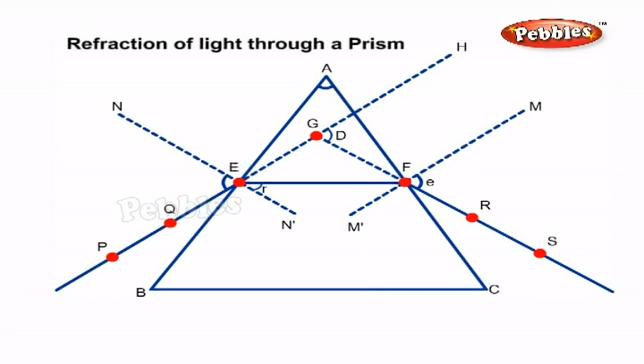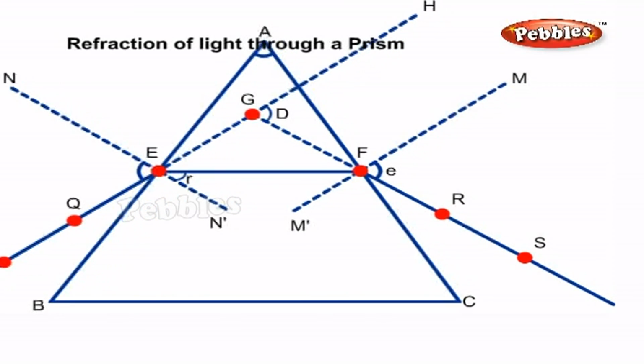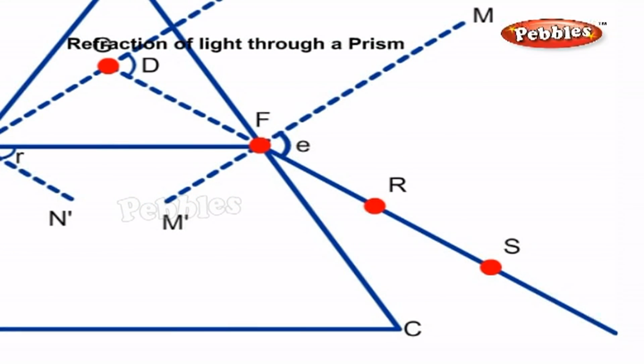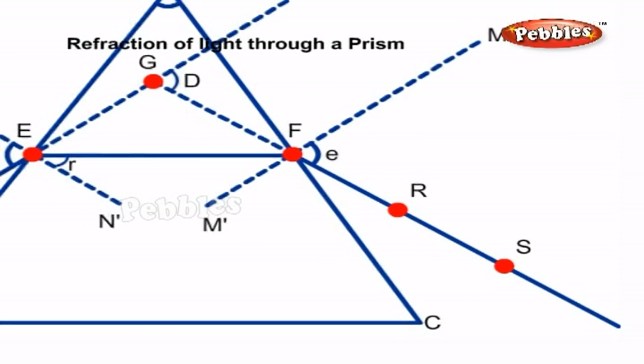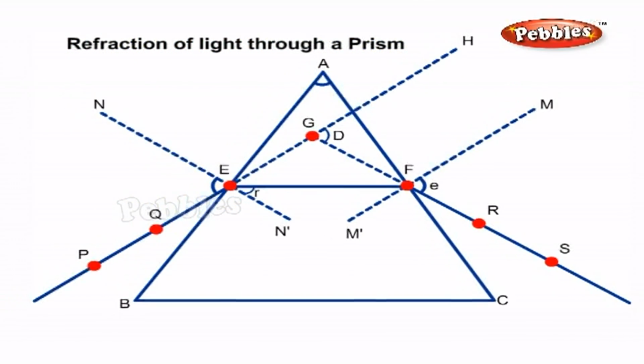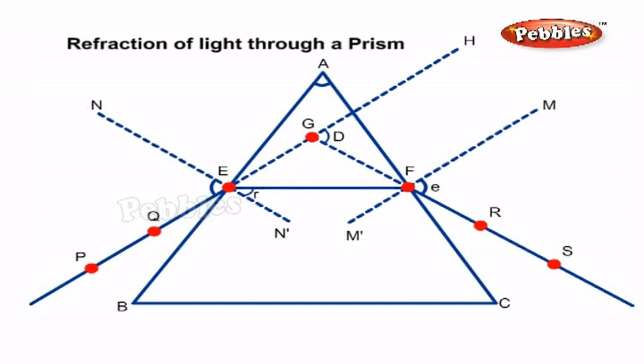Look for the images of the pins fixed at P and Q through the other face AC. Fix 2 more pins at points R and S such that the pins at R and S and the images of the pins at P and Q lie on the same straight line. Remove the pins and the glass prism. The line PE meets the boundary of the prism at point E.